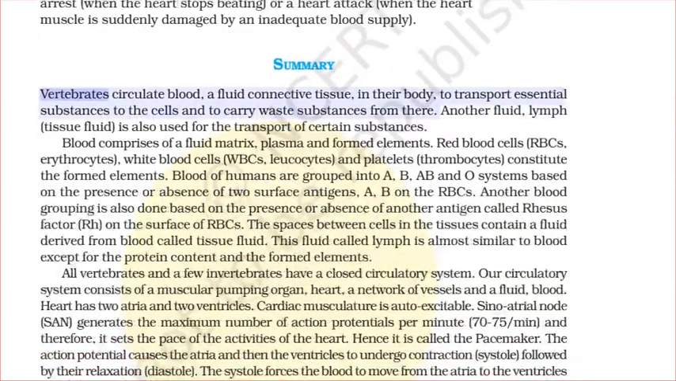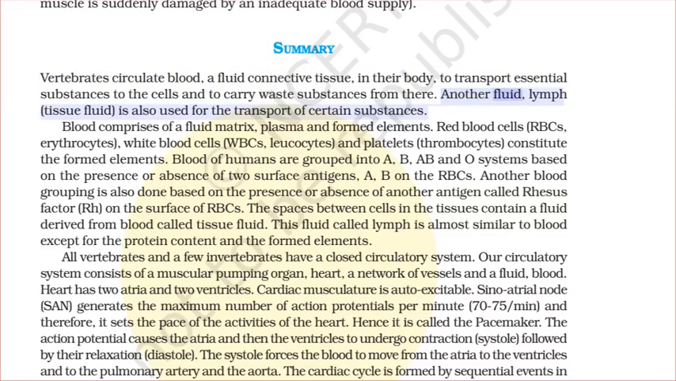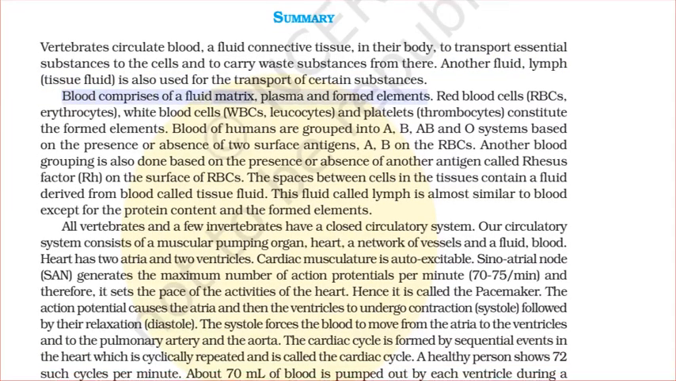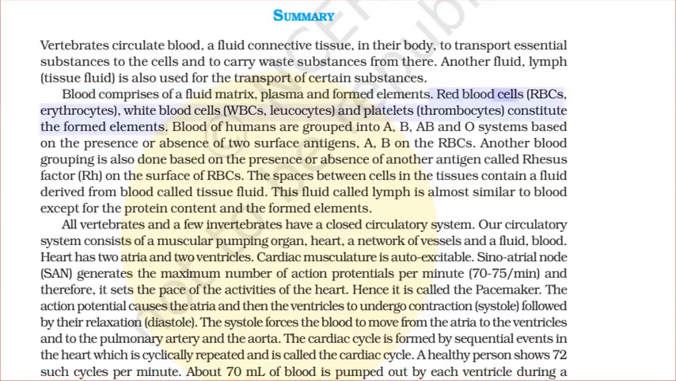Summary: vertebrates circulate blood, a fluid connective tissue, in their body to transport essential substances to the cells and to carry waste substances from there. Another fluid, lymph, or tissue fluid, is also used for the transport of certain substances. Blood comprises a fluid matrix, plasma, and formed elements. Red blood cells, RBCs, erythrocytes, white blood cells, WBCs, leukocytes, and platelets, thrombocytes, constitute the formed elements.